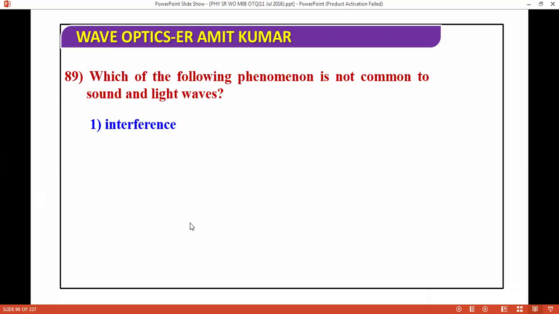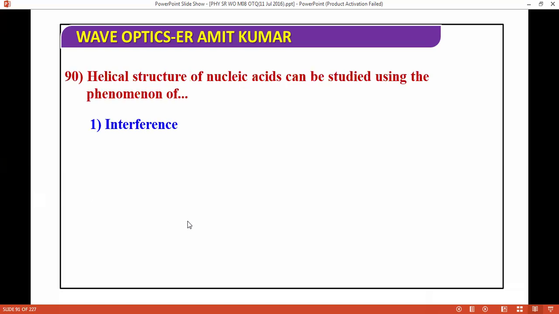The correct answer is polarization. Next question: the helical structure of nucleic acids can be studied using the phenomenon of interference, diffraction, polarization, or dispersion. The correct answer is polarization. The helical structure of nucleic acids can be studied using the phenomenon of polarization.